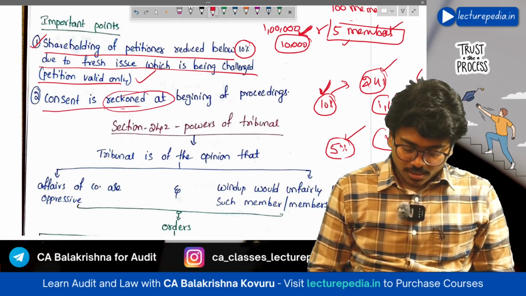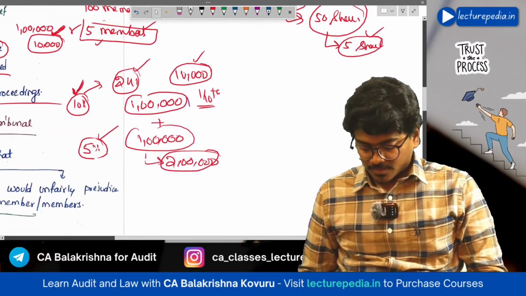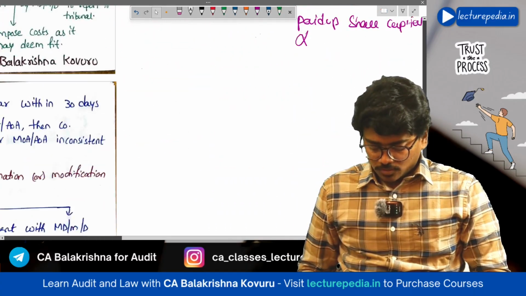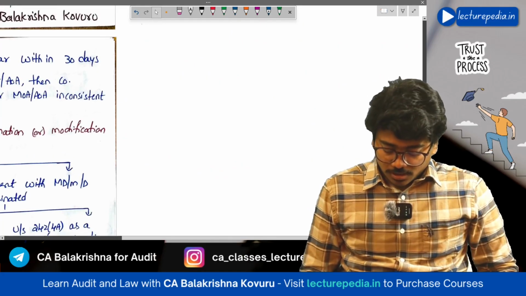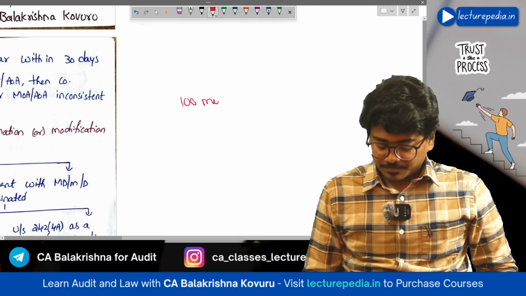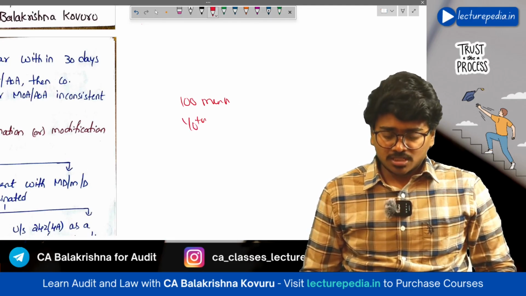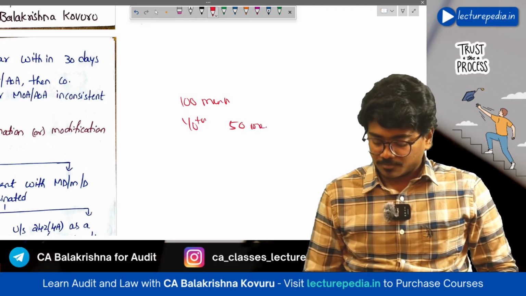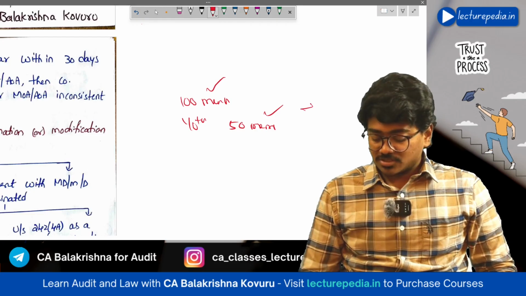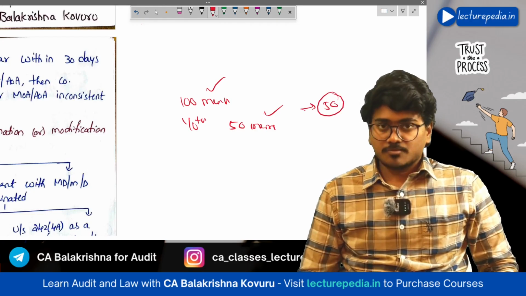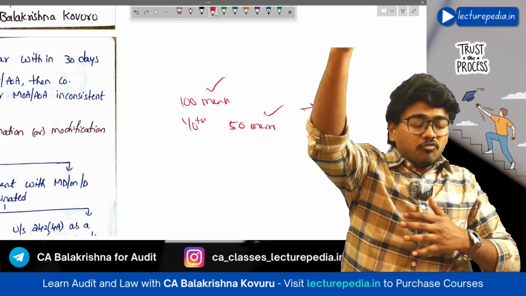consent is reckoned at the beginning of the proceedings. What is this? Now as per the requirement of section 244, 100 members or 1/10 of total members. Let's say 1/10 of total members is 50 members. So of 100 members or 50 members, which one is lower? 50 members is lower. So 50 members have come together and filed an application under section 241.